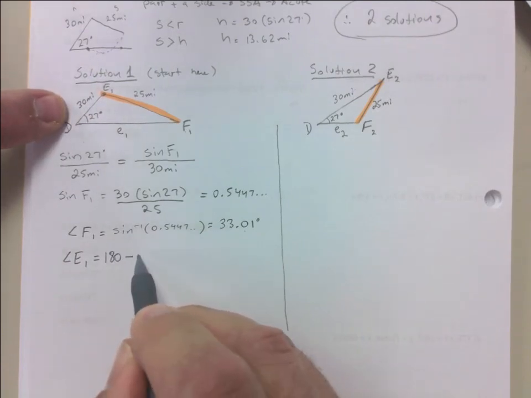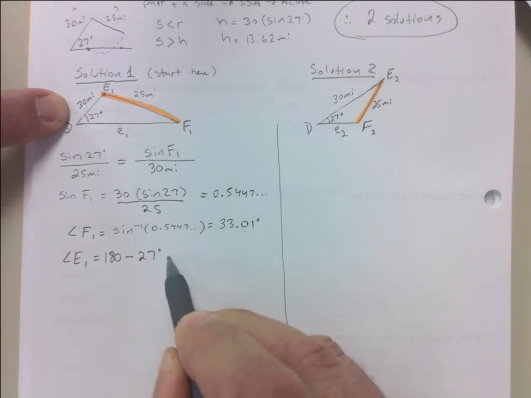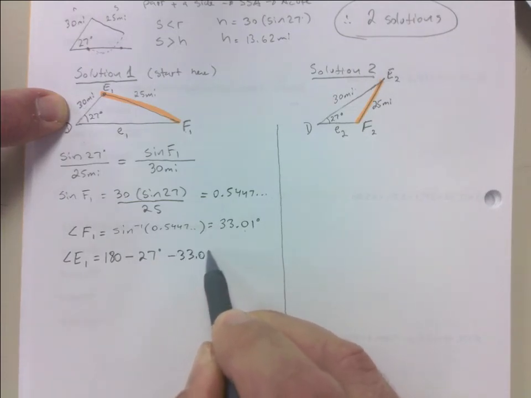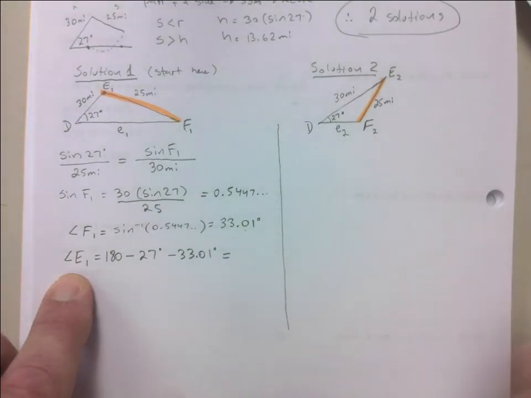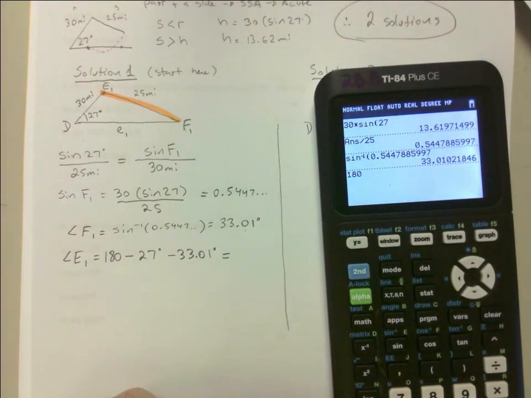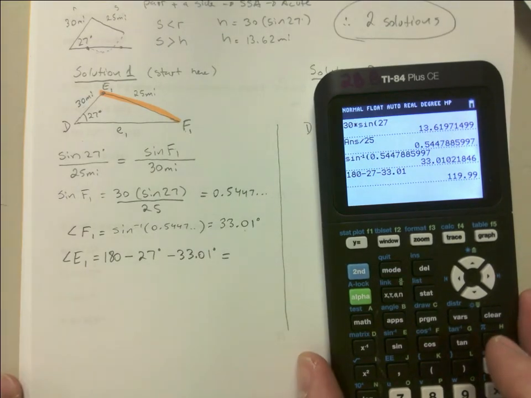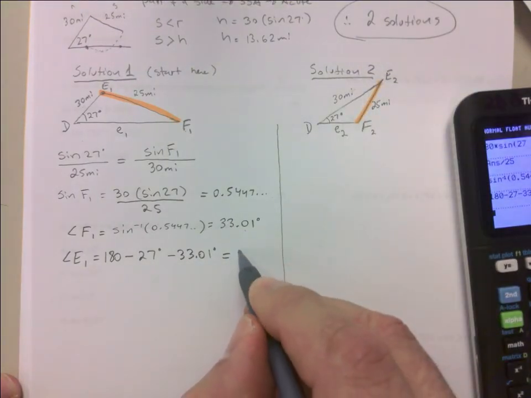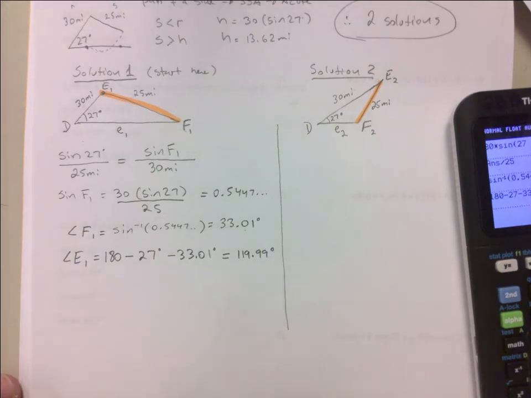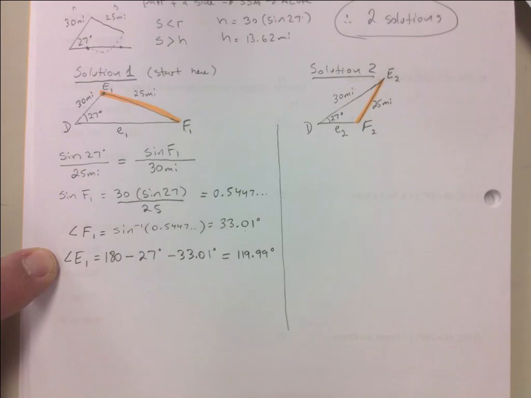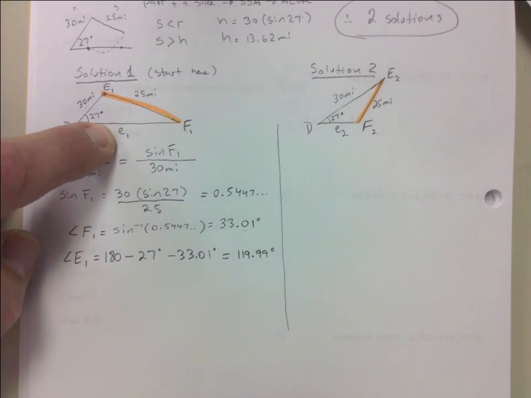We go 180 minus 27 minus 33. We're just going to subtract the angles we have. That's E1. That's 119.99. So you found F1, E1. Now we can solve for side E1, correct?